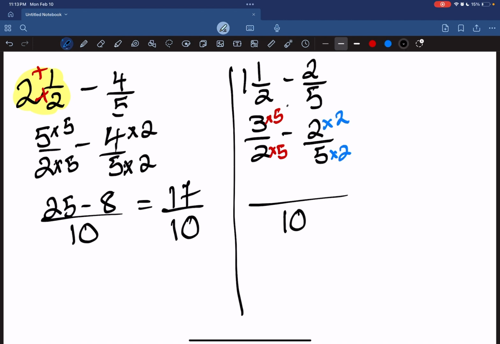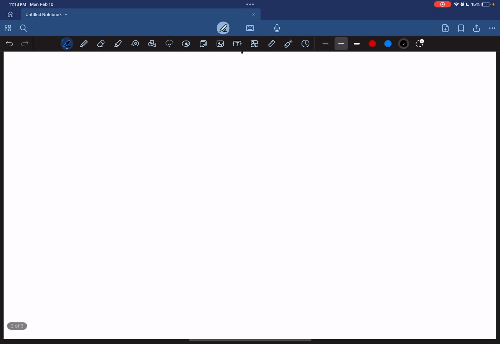Alright. So then we say 3 times 5, that's 15. Minus 2 times 2, that's 4. The denominator remains the same, since we don't subtract it. 15 minus 4, that's going to give me an 11. Alright, that's going to give me 11. We can do one more. This time I'm going to do one with addition.